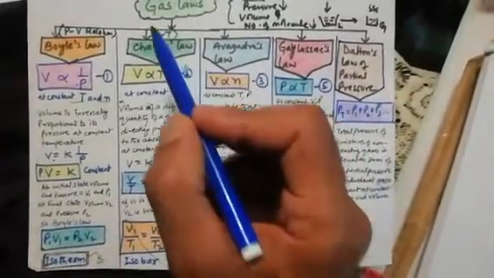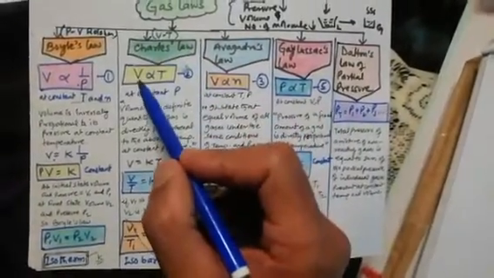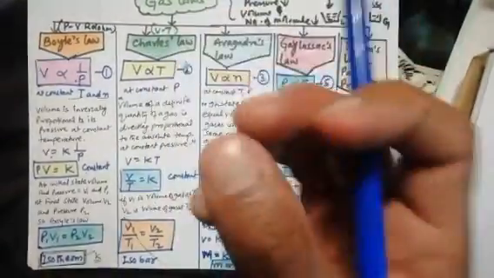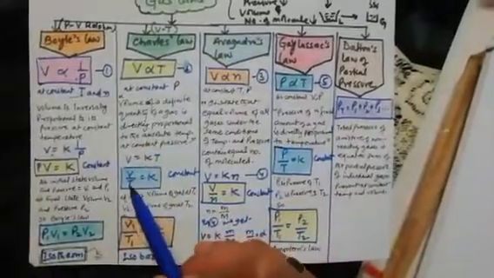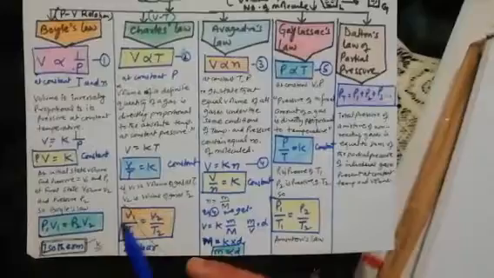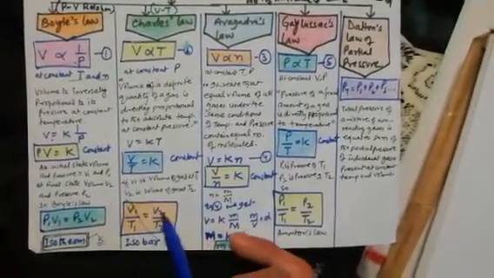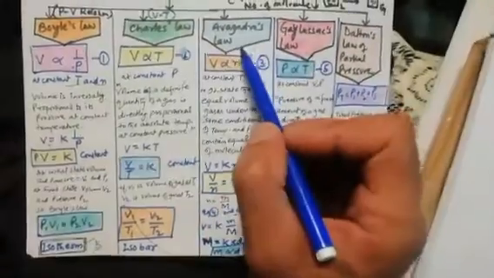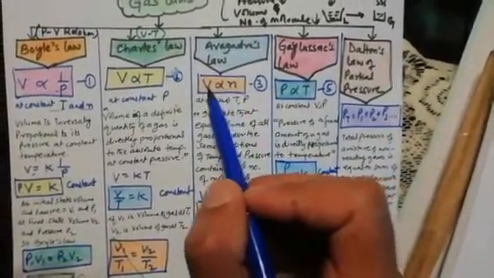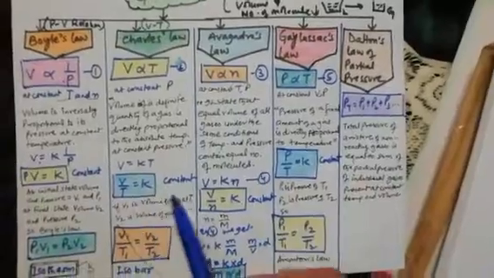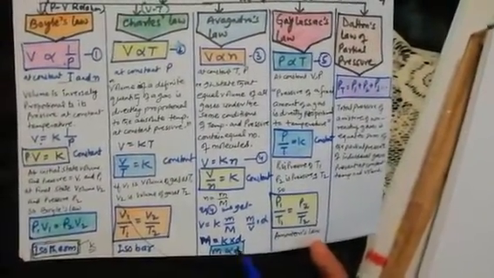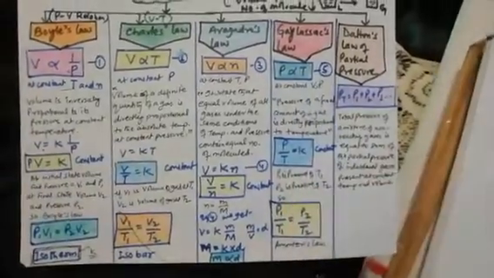The second law is Charles's law, which is called the volume-temperature relationship, where volume is directly proportional to temperature. As you know, as we increase the temperature, volume will increase. So V is equal to KT, whereas V upon T is equal to K. So we got V1 upon T1 is equal to V2 upon T2. Third is Avogadro's law, where volume is related to the number of moles. Volume is directly proportional to the number of moles, where V upon n is equal to K.